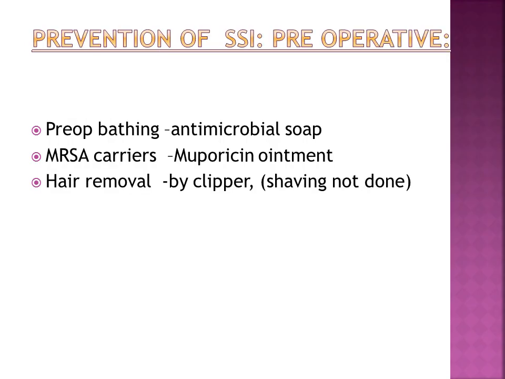So prevention of SSI. First is pre-operative prevention. In that, pre-operative bathing of the patient should be done with the help of antimicrobial soap. Then for MRSA carrier patients, mupirocin ointment is used. Then hair removal should be done by clipper; shaving is not done.